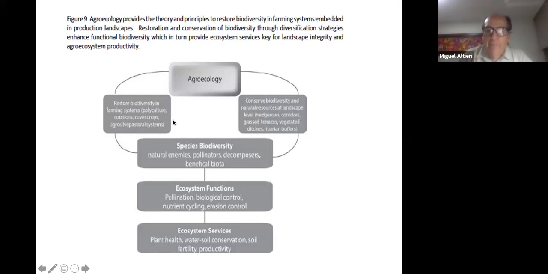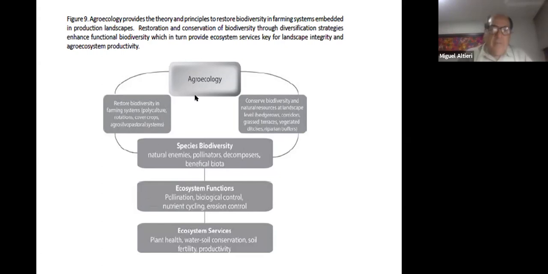Both strategies at the farm level and at the landscape level contribute to increased biodiversity of special organisms like natural enemies, pollinators, decomposers, beneficial biota. These species then provide ecosystem functions like pollination, biological control, nutrient cycling, etc. And those ecosystem functions then translate into ecosystem services: plant health, soil fertility, water conservation, productivity.